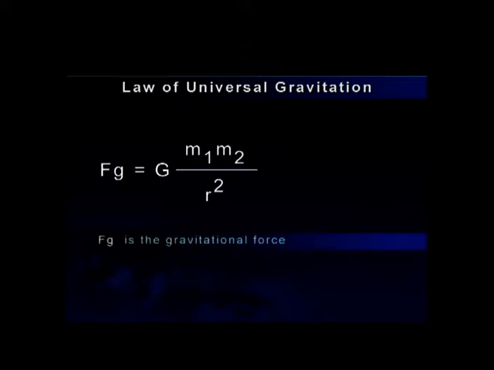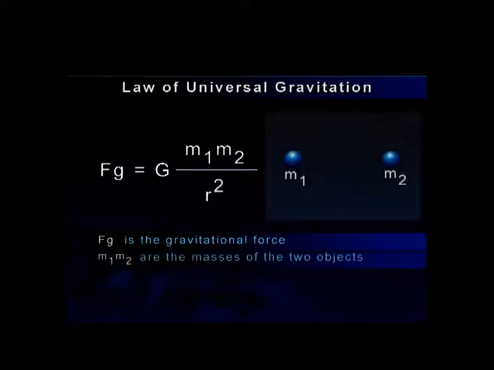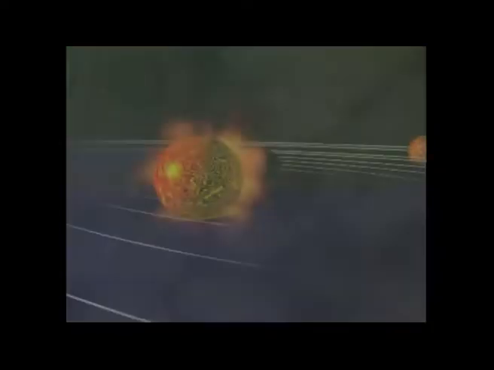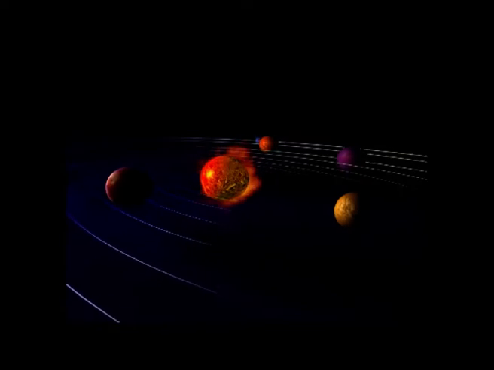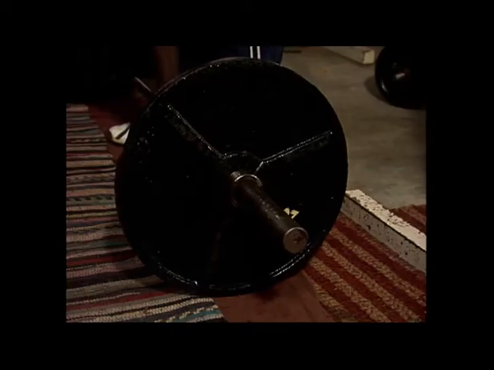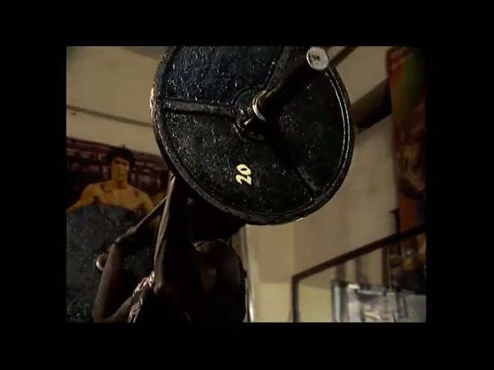Here, Fg is the gravitational force. m1 and m2 are the masses of the objects 1 and 2. r is the distance between them. It is because of gravitational force that objects, when let free, fall downwards, planets go around the sun, stars are born, and galaxies are formed by the clustering of stars. In fact, it is gravitational attraction that gives all objects their weight.